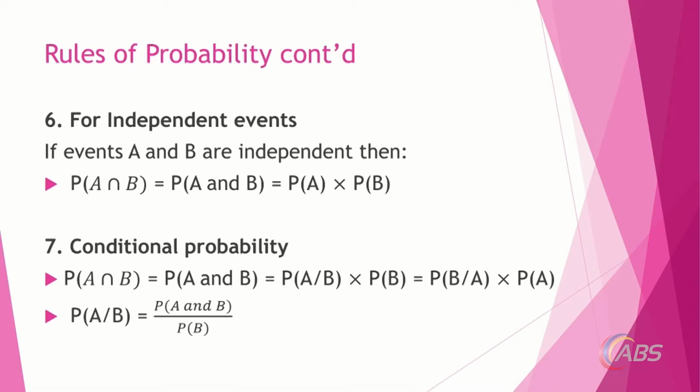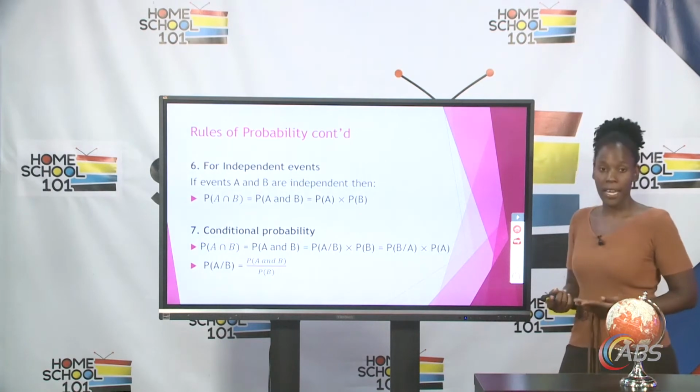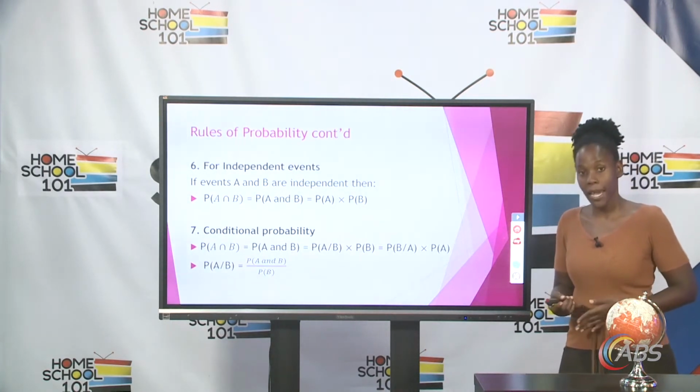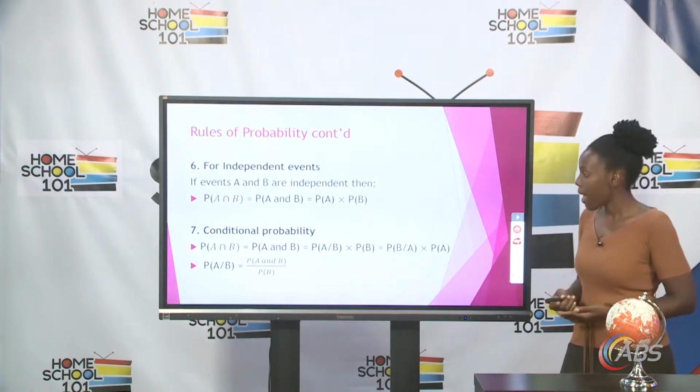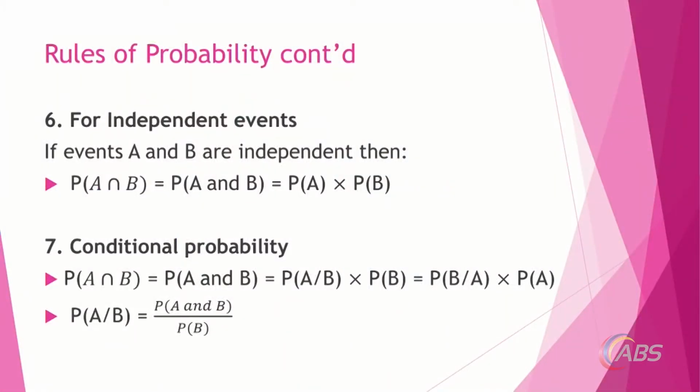For independent events, remember we said one does not affect the other, so the probability of A intersect B is equal to the probability of A times the probability of B. The final rule that we will look at is conditional probability. For conditional probability, the probability of A intersect B, or A and B, is equal to the probability of A given B times the probability of B, which is equal to the probability of B given A times the probability of A. And to find the probability of A given B, this is equal to the probability of A and B divided by the probability of B.